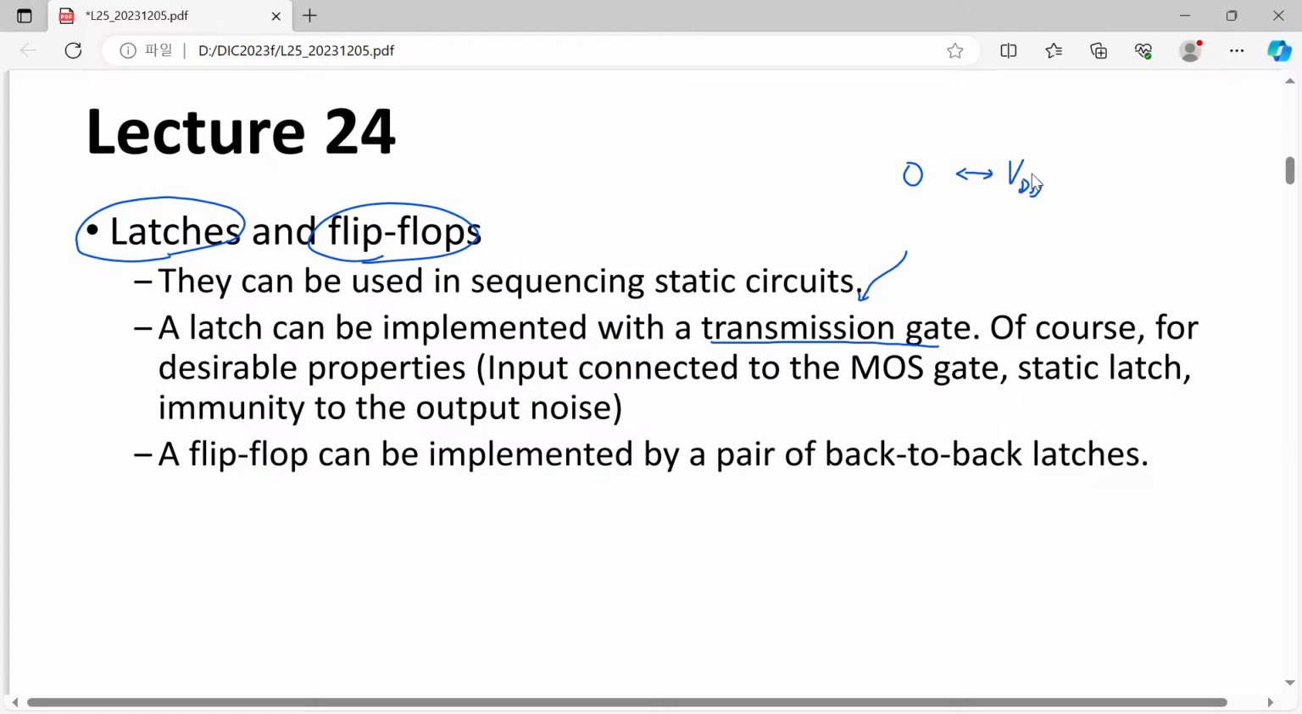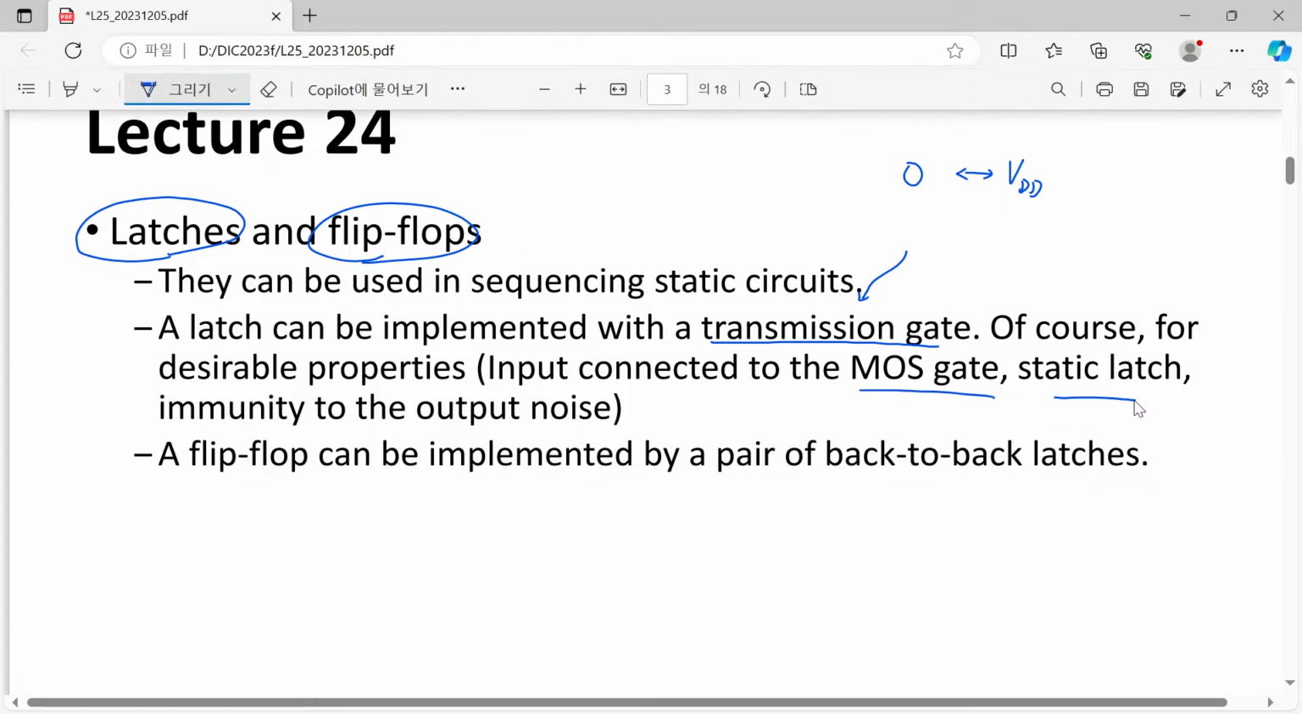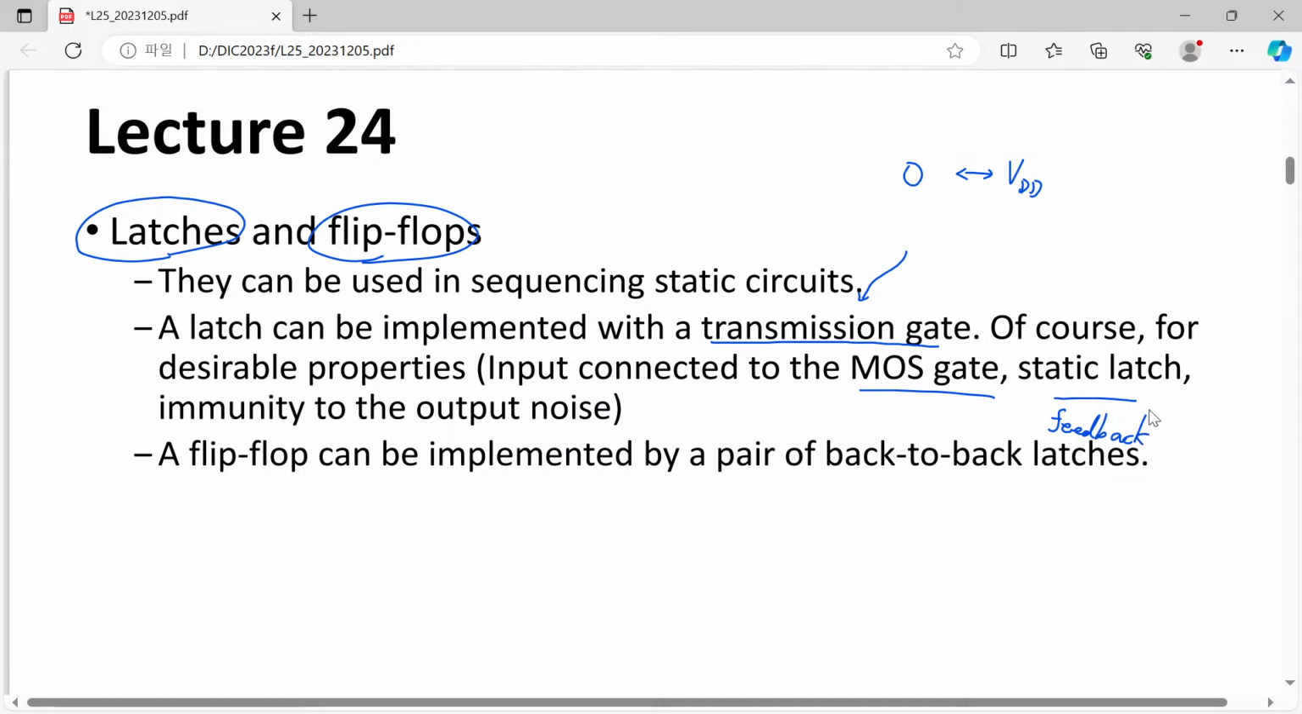After that, in order to satisfy some desirable properties, like the input should be connected to the MOS gate, not the source or drain, and also static latches, we introduced a feedback loop and immunity to the output noise. We also introduced another inverter to separate the state node and the output node. Maybe you remember that the final latch should contain lots of additional gates for satisfying these properties. But anyway, we can build a latch.